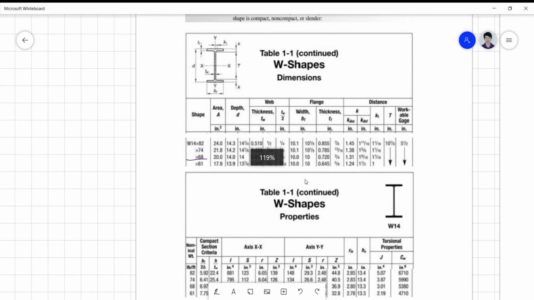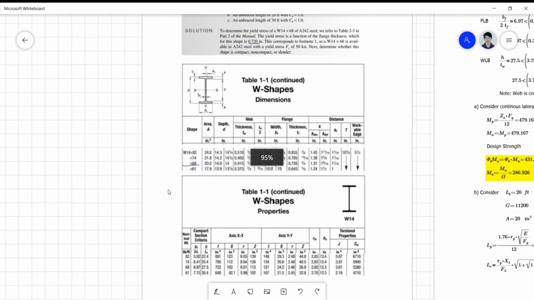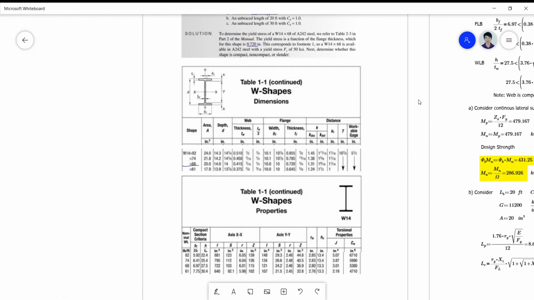And these properties are needed to facilitate the computation. In fact, other AISC tables are so complete that special properties such as X1, X2, and Lp and Lr are included in the table. So for this particular table, those properties are not available for us. So we need to compute such properties.